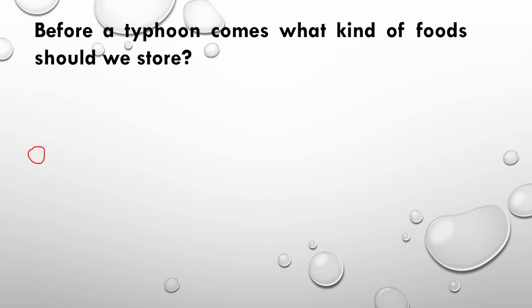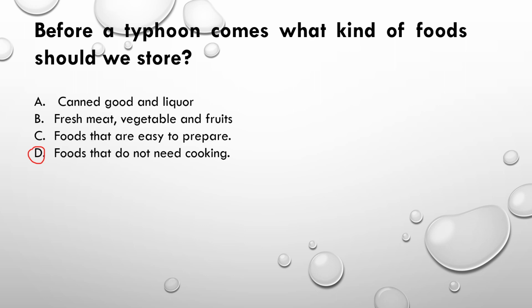Before a typhoon comes, what kind of foods should we store? A. Canned goods and liquor. B. Fresh meat, vegetable, and fruits. C. Foods that are easy to prepare. D. Foods that do not need cooking. Okay, letter D.